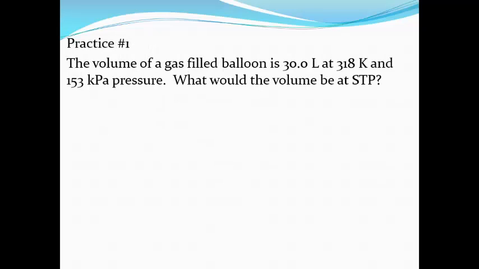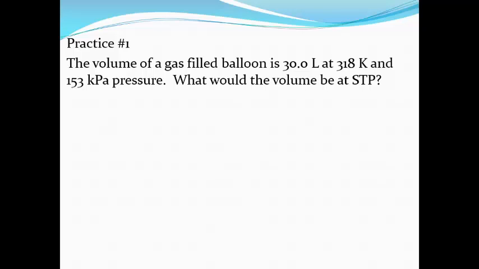So what we're going to do in this problem is practice solving, and all we're doing is increasing the amount of numbers in the problem. We still don't do anything different as far as how we solve the equation. The volume of a gas is 30.0 liters, and it has a temperature of 318 Kelvin. We do still need temperature to be in Kelvin. And it has 153 kilopascals for its pressure. Now we want to know what the volume would be at standard temperature and pressure.